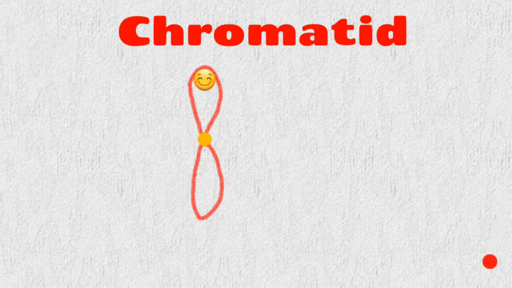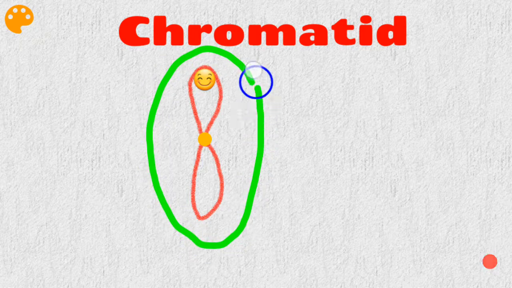We can say that we have 23 pairs of chromosomes. That means in total we have 46 chromatids or 46 chromosomes. Clear? So in pairs you may call them chromosomes, but when you are talking about only a single chromosome of a pair, you will call them chromatids.